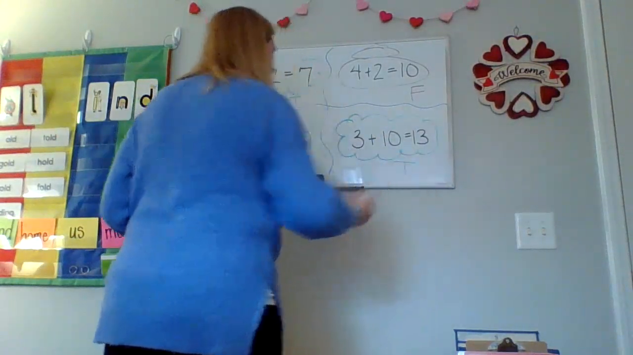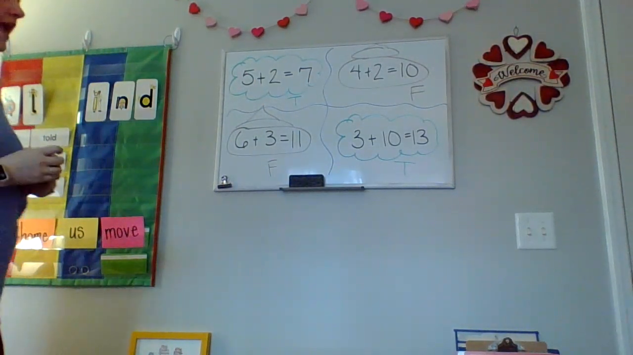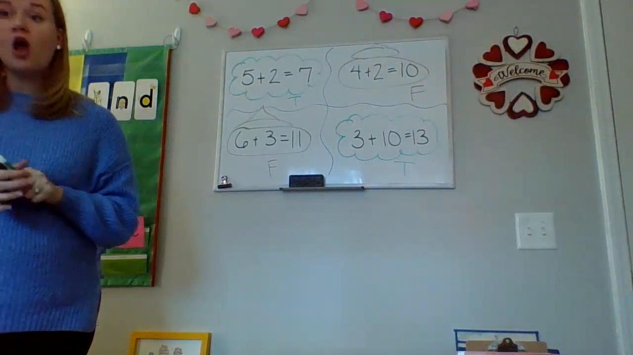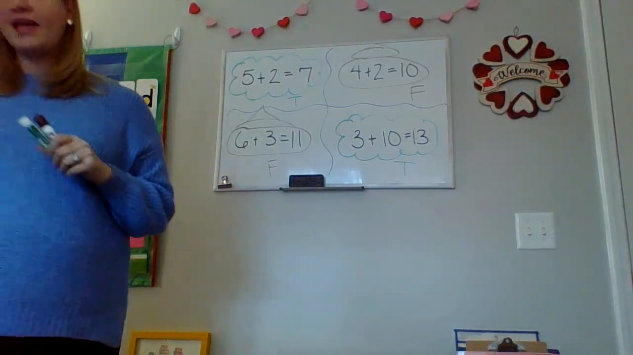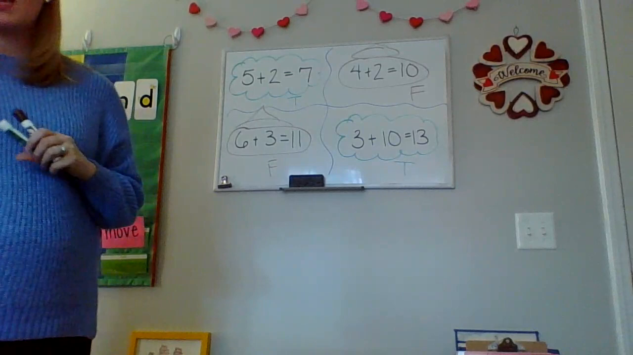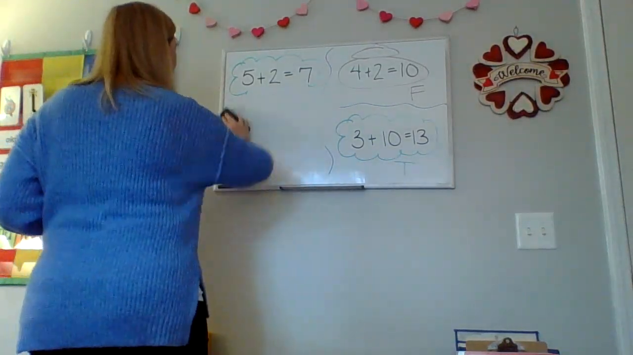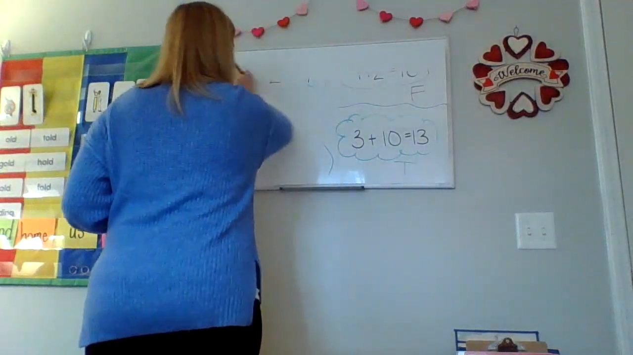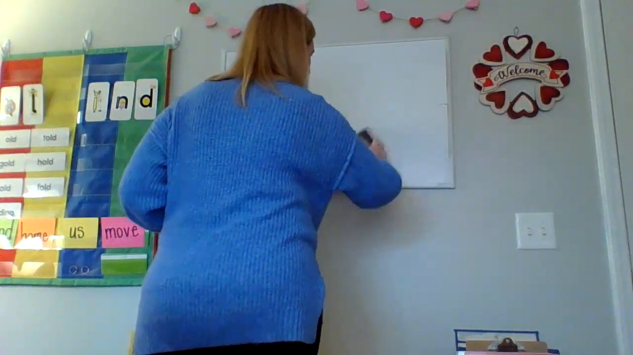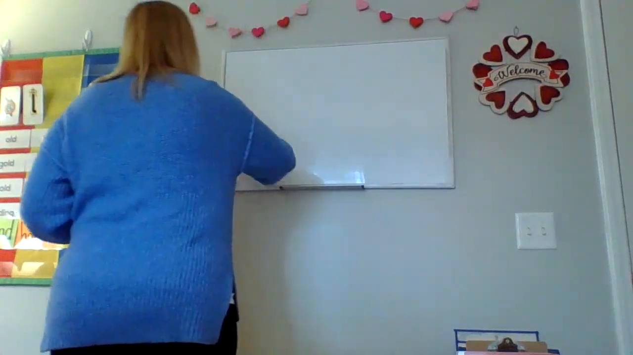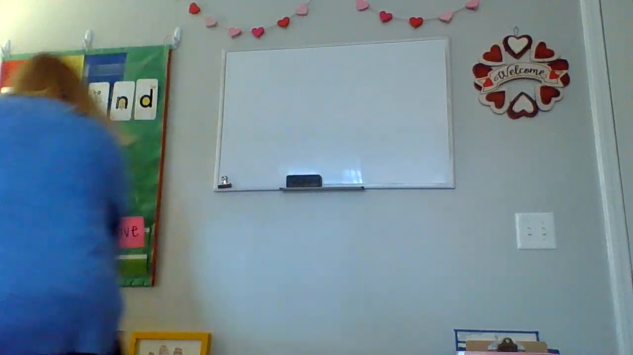That is true. 3 plus 10 does equal 13. Okay? For the next one, we're only going to do 2 at a time. Duck out and pop back in if you can't see me. We're only going to do 2 at a time instead of 4 because I think that's a little much just for a whole group lesson. Maybe in small group we'll do a couple more, but in whole group we're just going to do 2 at a time.